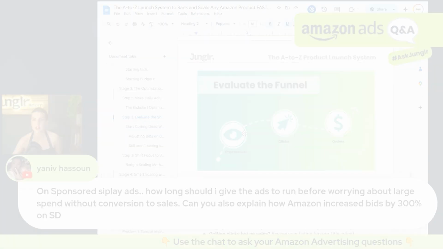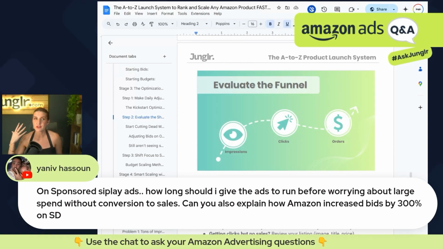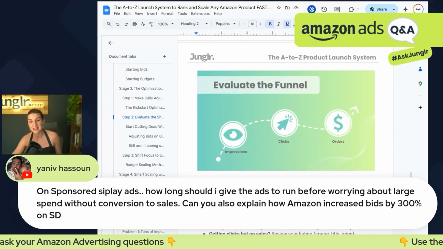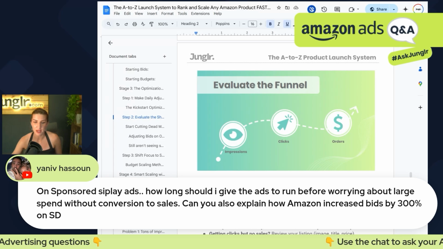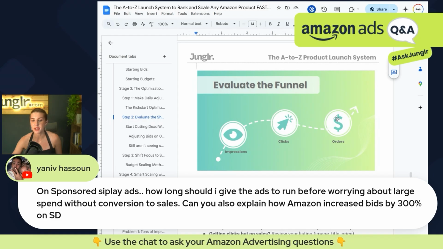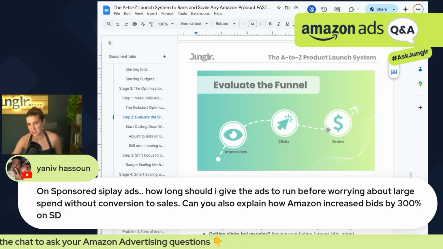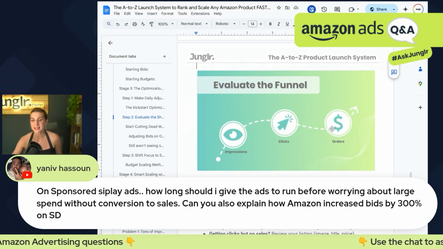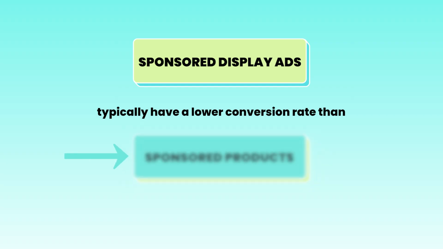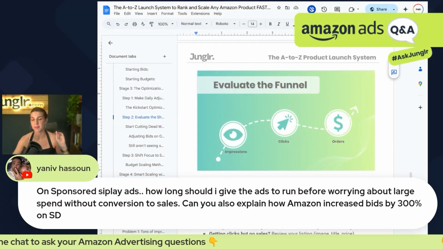So the first thing you have to do is make sure that impressions are coming in. If you're getting enough impressions, then that should lead to a decent amount of clicks. You can evaluate the breakdown between impressions and clicks by your click-through rate. That's the little bridge here. And then from clicks to orders, a reasonable expectation is your conversion rate. Now, in our experience, sponsored display ads typically have a lower conversion rate than sponsored product ads. That's just baked in there.